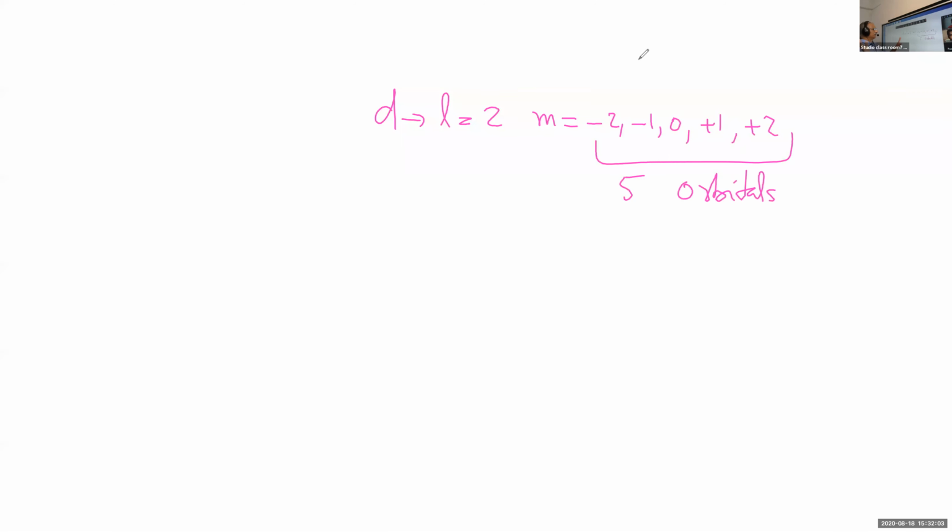Okay. So from the m values, we can find out the number of the orbitals in a subshell and the orientation of the orbitals also.